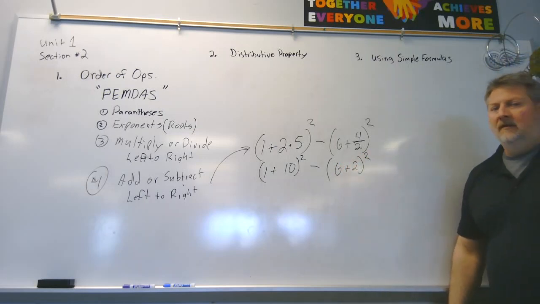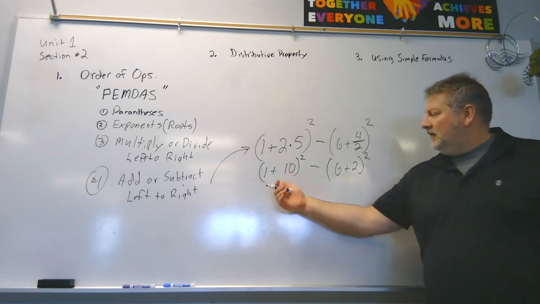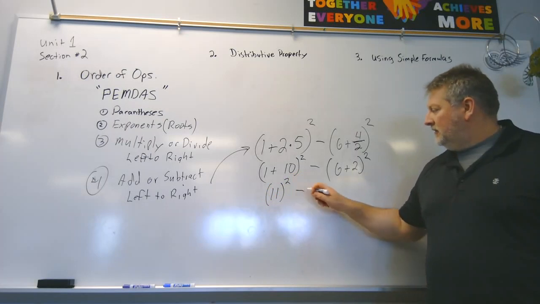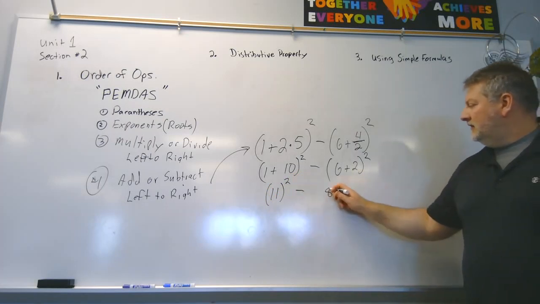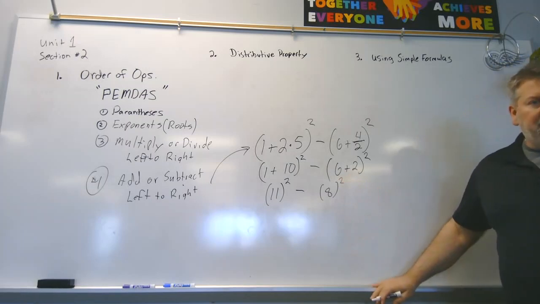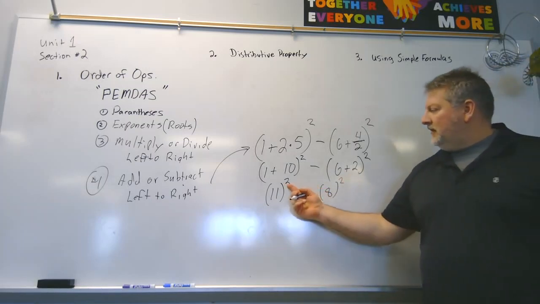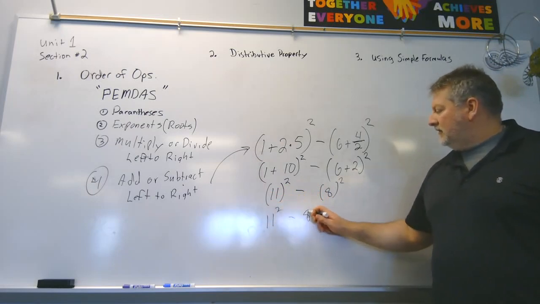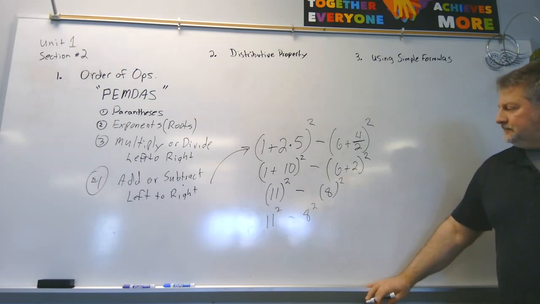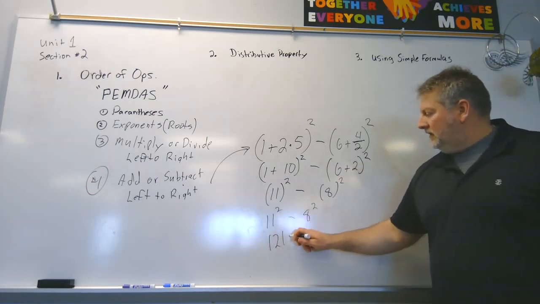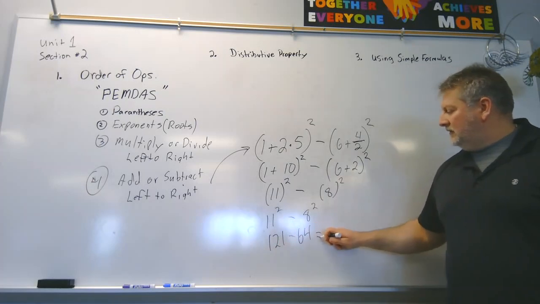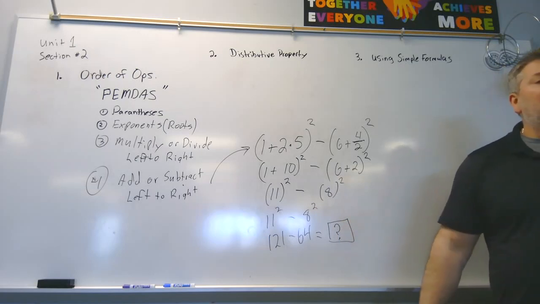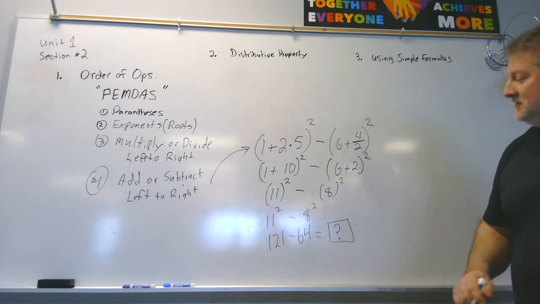Bring everything else along. Still inside of parentheses. 1 plus 10, 11. Squaring it when I'm done. 6 plus 2 is 8. Square that when I'm done. So now I take care of this. Here's my exponent, parentheses. Parentheses are all taken care of. So I just go 11 squared minus 8 squared. 11 squared is 121 minus 64. And then whatever you get for a final answer when you subtract those two numbers.